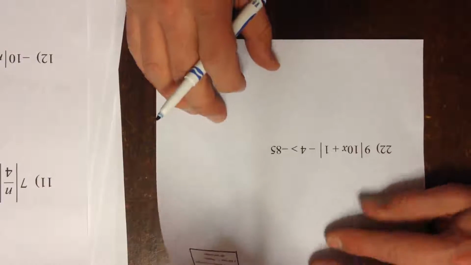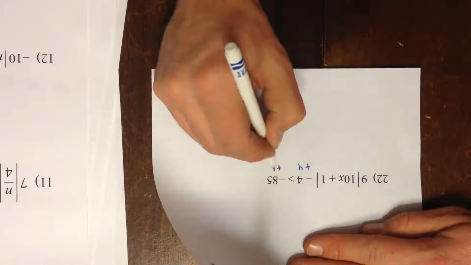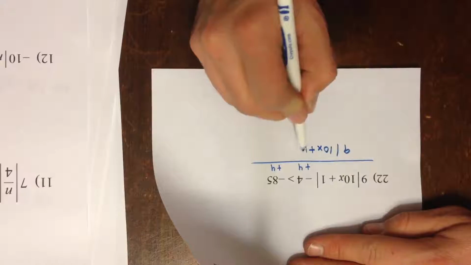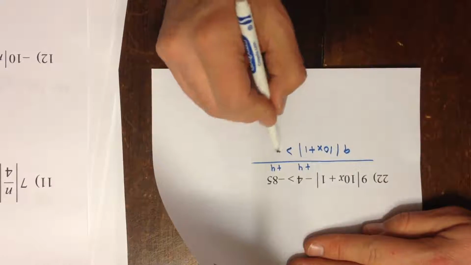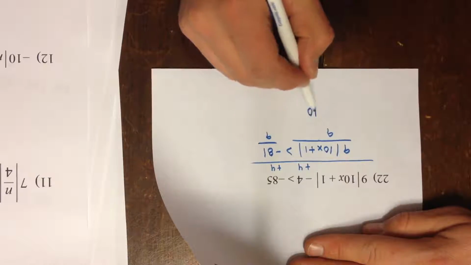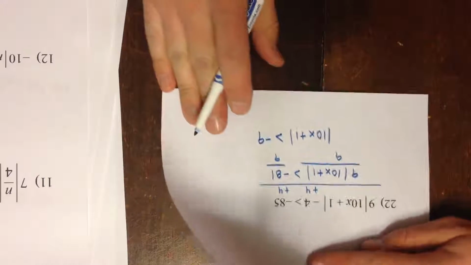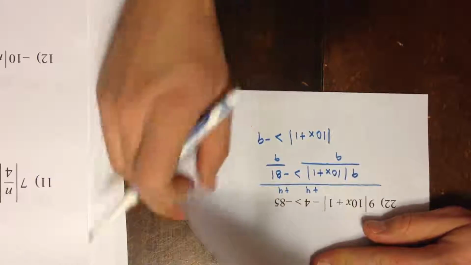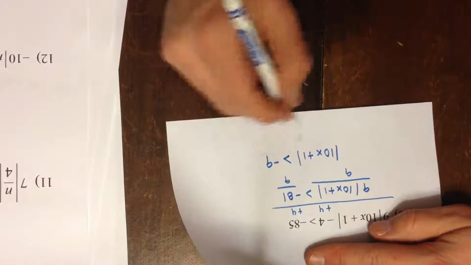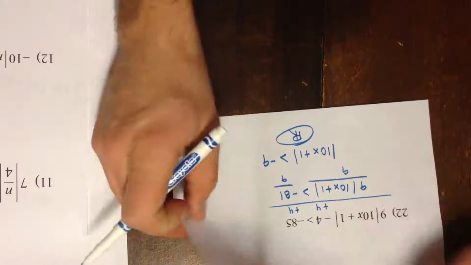The video is kind of getting long here, so I may get cut off, but I'll try to get it in here. So I'm going to add 4 to both sides, and I notice right away I get negative 81, but when I divide by 9, 10x plus 1 is greater than negative 9. I have an absolute value that's greater than negative 9. That's always, doesn't matter what I plug in there, because it's always going to be positive. It's always going to be greater than negative 9. So right off the bat, I don't even have to evaluate that. I can just say all reals.